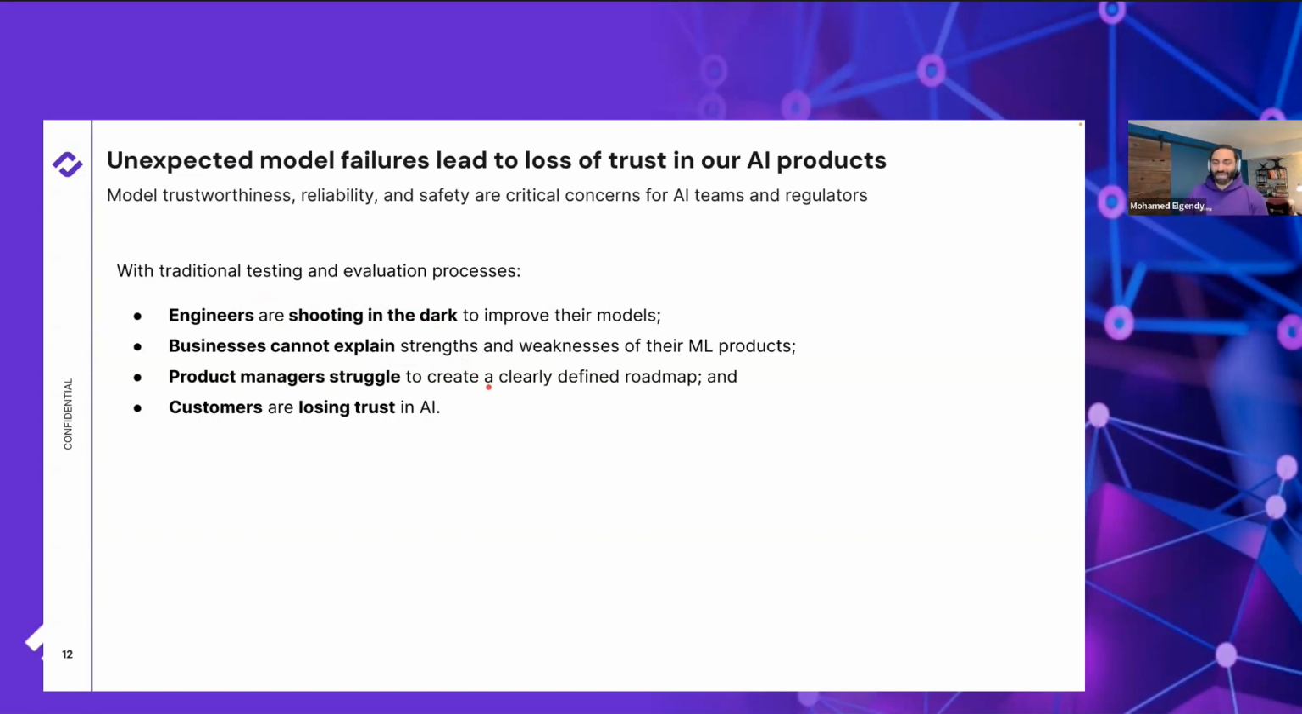We want to tell our customers, hey, this is how good our models are. These are the weaknesses. We're going to improve these weaknesses in the next quarter and the following quarter. This kind of conversation is really hard to have with AI product managers. And obviously, at the end, with all the unexpected model failures that are happening, customers are losing trust in AI.